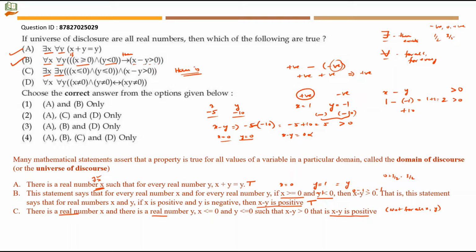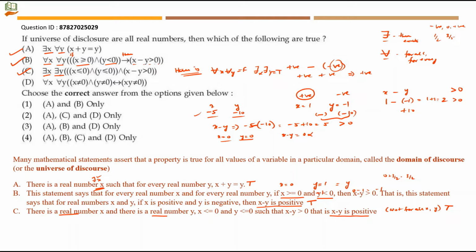In case the statement is for all X and for all Y, we can mark this particular expression to be false. But when it is there is a number and there is a number, this turns out to be true for at least one pair of values. So C is also true.